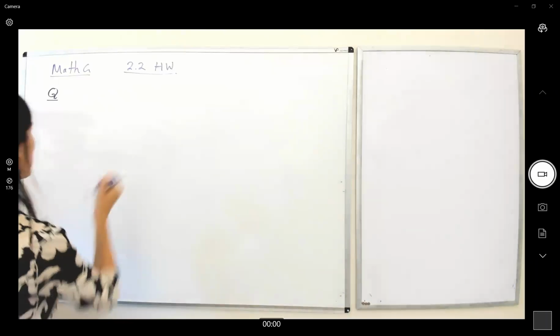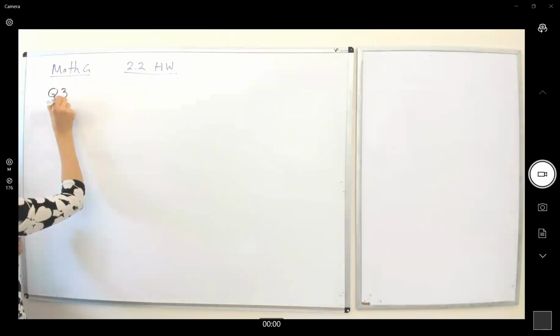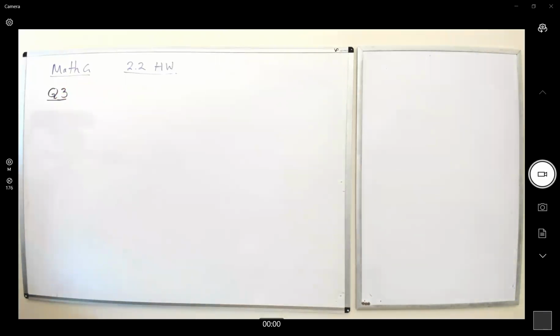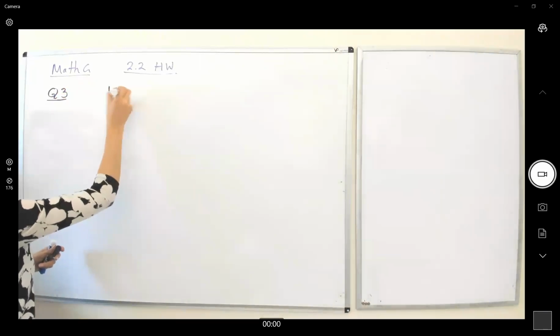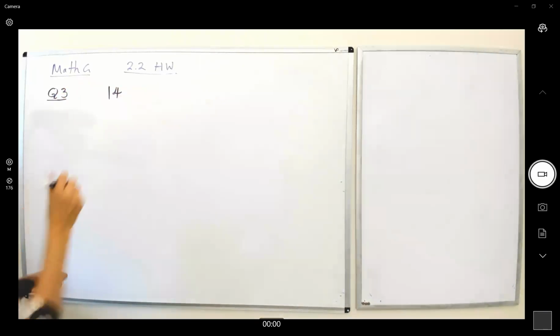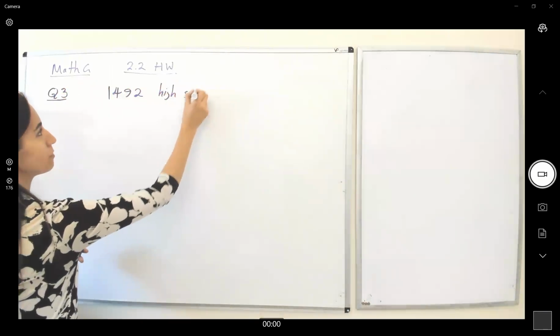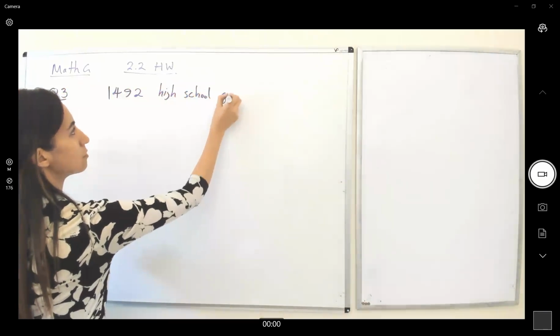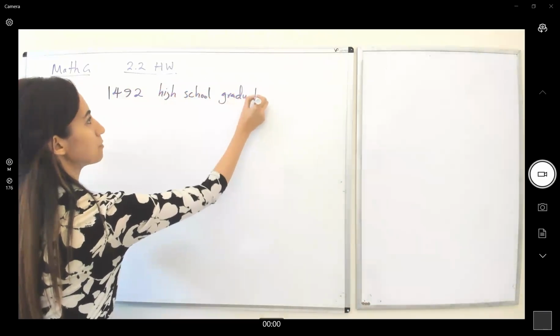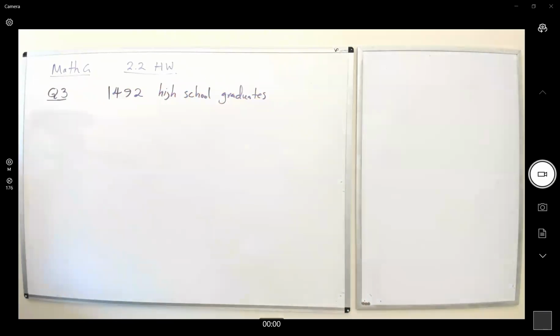Well, let's move on to question 3. Question 3 says you have the records of 1,492 high school graduates. 1,492 high school graduates were examined and the following information was obtained.